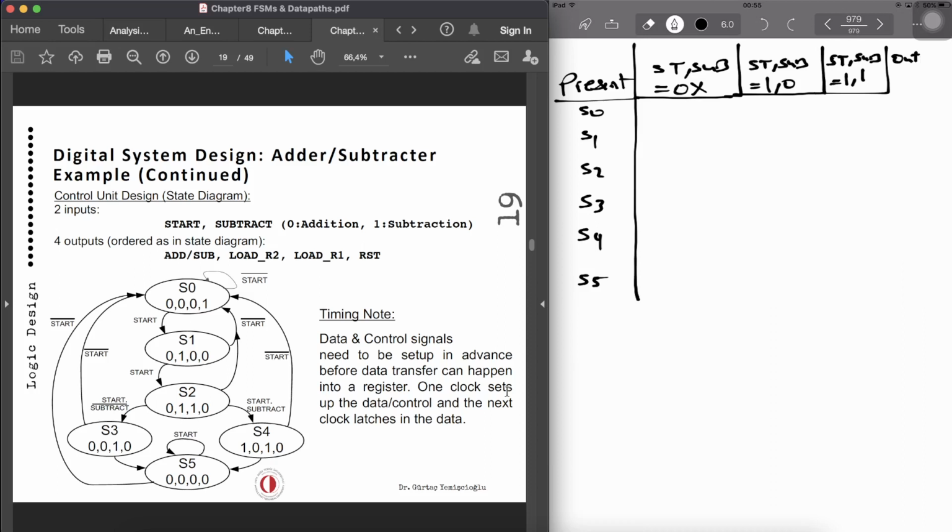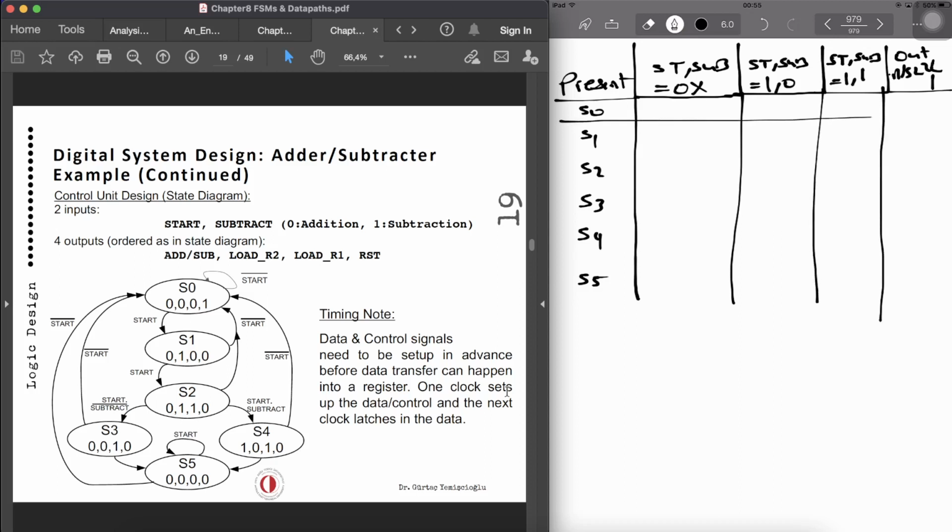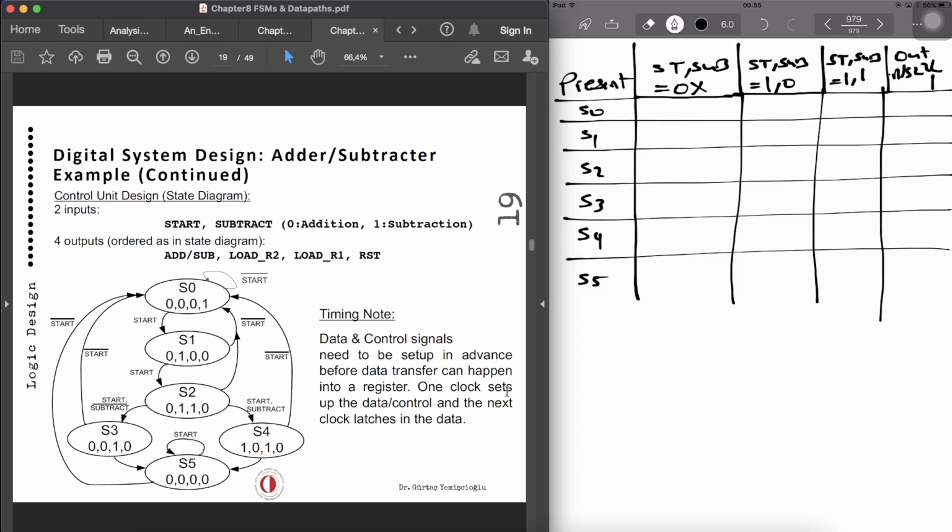Now, what do we have in the outputs? We have got the control signals. So add and subtract, load R2, load R1. I cannot fit everything here, but that should be R1 and reset and so on. Okay. Now, we have got the next states and we have got the present states, and for each of those, we have to think about how they are going to be derived.